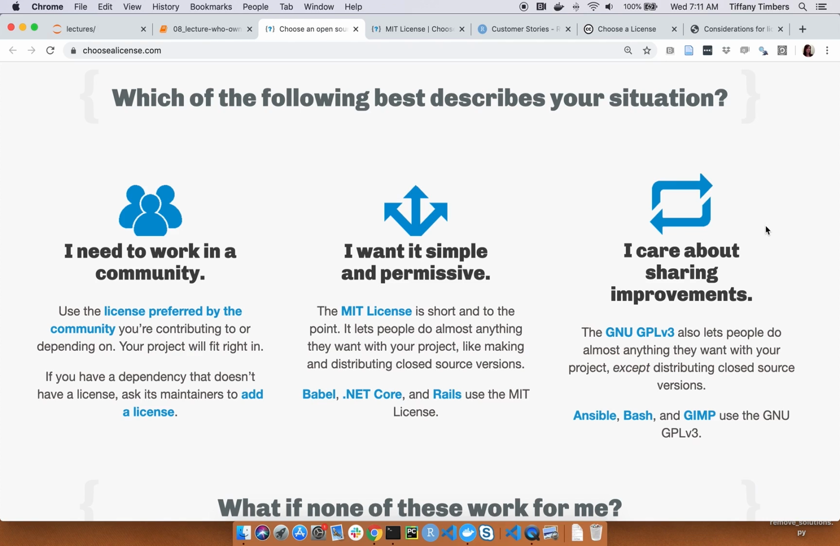program. Okay, so one of the examples of a license that requires that is the GNU GPL 3 license. GPL stands for General Public License, or GNU Public License. Basically, it lets people do almost anything they want with that software, except distribute what's called a closed source version. So again, what is that?